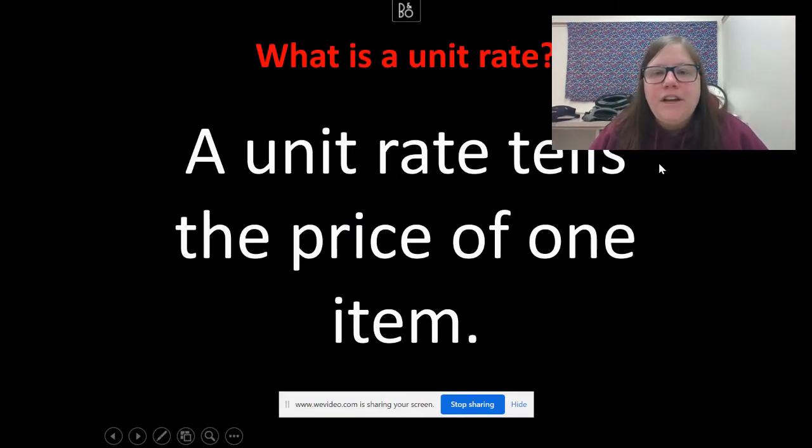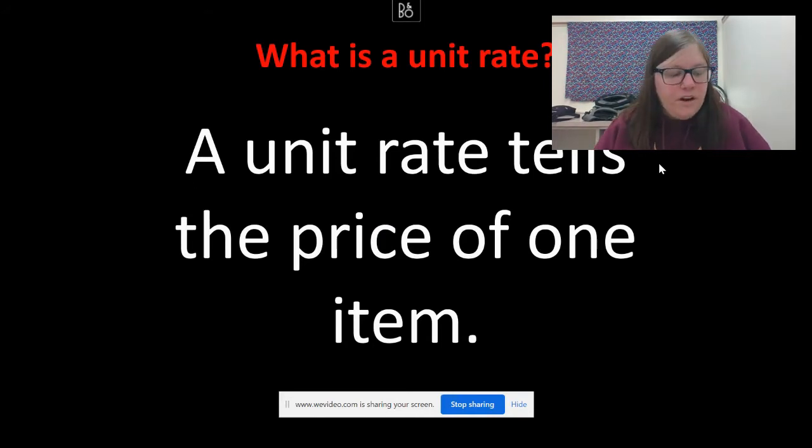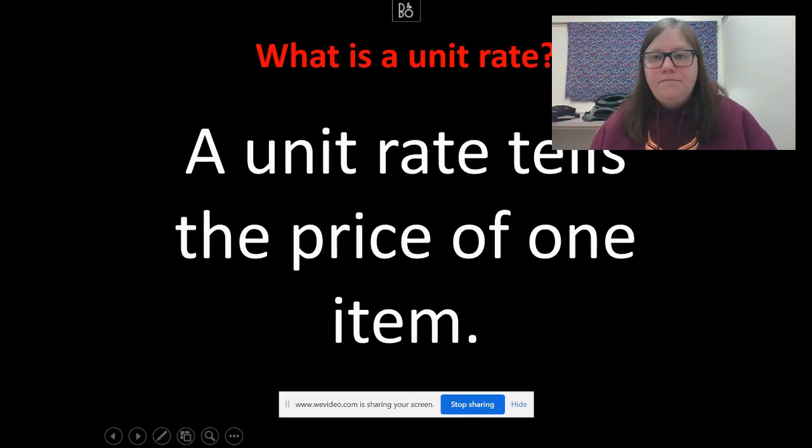So what is a unit rate? A unit rate, we talked about yesterday, is that it tells the price of one item. It tells you the amount of one. We talked about how a ratio, a rate has two items being compared in their relationship. This is the same thing, just making sure one of them comes down to one.